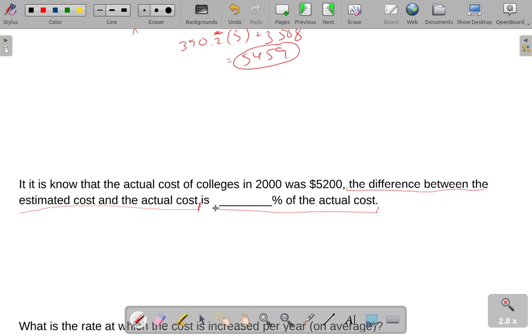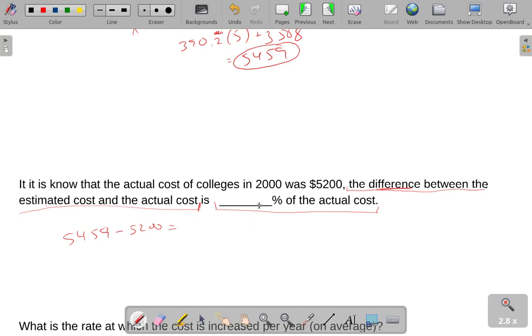That's the left-hand side of the equation. The difference between estimated cost, that's this number up here, 5,459, and the actual cost, so that number minus 5,200, is, that's an equal sign. So you can see I did the difference, that's cueing me that I need to do subtraction, the estimated cost and the actual cost, so I'm keeping those in order. That's another thing, is blank percent of the actual cost.